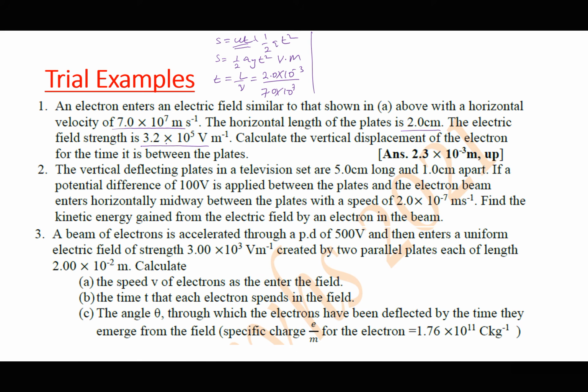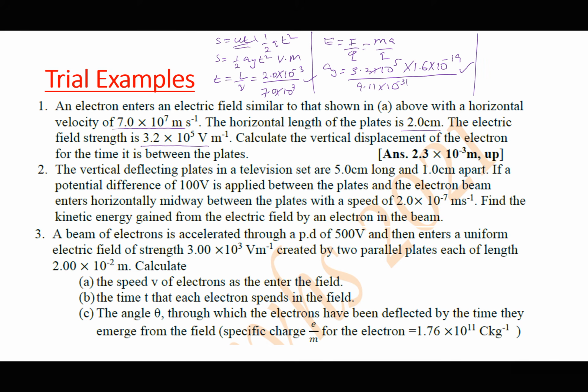Then for the acceleration, we have E as this. Electric field strength is equal to the force per unit charge, which is equal to the mass times the acceleration over charge, which means the acceleration in the vertical is going to be E, which is 3.2 times 10 power 5 times the charge. It is an electron, 1.6 times 10 power negative 19, divided by the mass of an electron, which is 9.11 times 10 power negative 31. So we have this, we have the time. All that remains is to substitute.